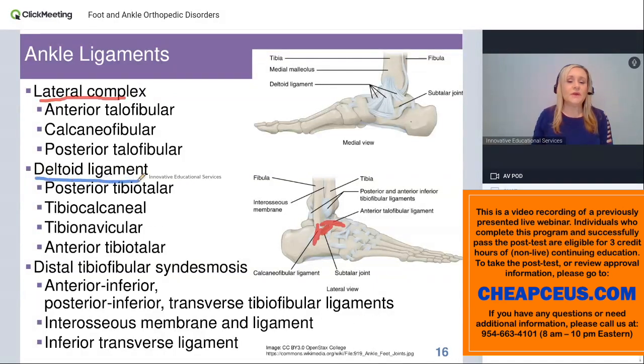The deltoid ligament, though, is going to be our large ligamentous complex on the medial aspect of that ankle.